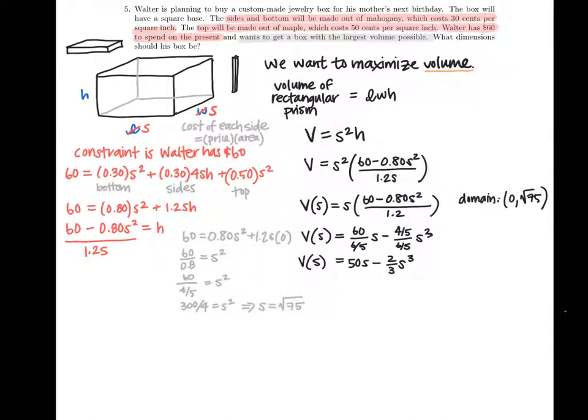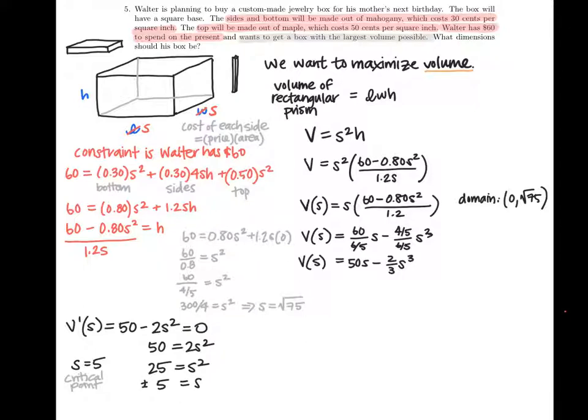So let's do that. Put the video on pause, give it a try. I have 50 minus 2S squared. I'm going to set that equal to 0 and then solve for S to find some critical points. If you set it equal to 0 and solve, you'll get that S could be plus or minus 5 in order for the derivative to be equal to 0, but note that our domain only involves positive values of S between 0 and square root of 75, so positive 5 is the only critical point that comes out of this because negative 5 is outside of the domain of our function.